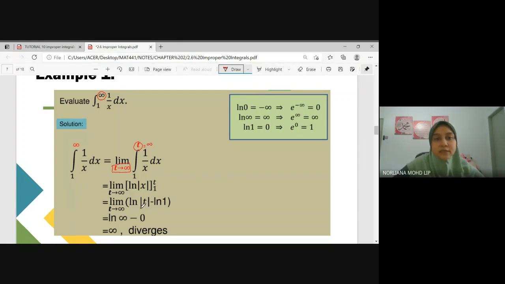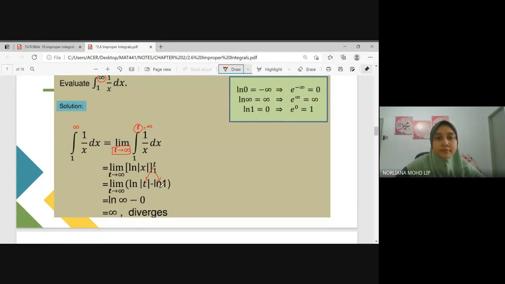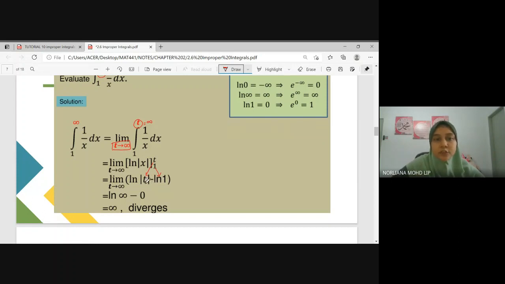And then apply the antiderivative, substitute the interval. Okay, ln t minus ln 1. Then we substitute the value of t equal to infinity here. T approach infinity, just substitute. So ln infinity minus ln 1, and ln 1 is 0. Here ln infinity is infinity. So the conclusion is diverge.